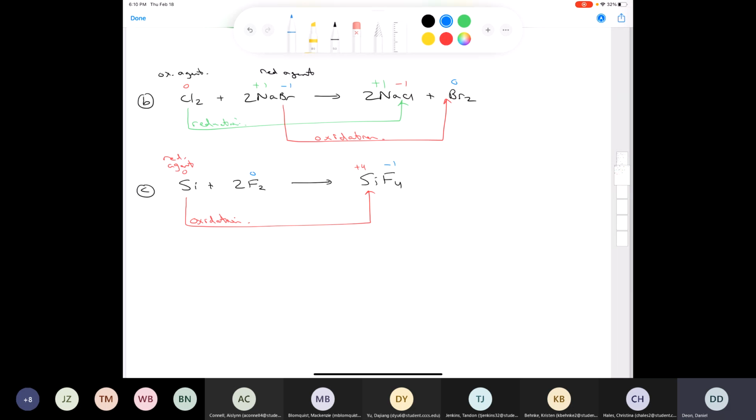Okay, the fluorine is going from 0 to -1. It is gaining electrons. Therefore, this is reduction, and the fluorine is the oxidizing agent. All right, give me a thumbs up if you follow me on a little bit more on oxidation and reduction.